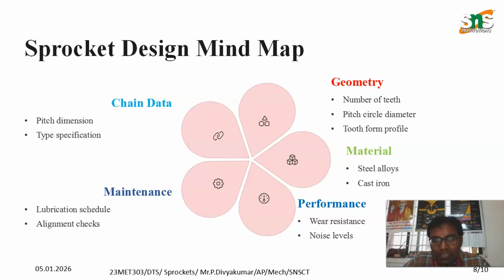Sprocket design is a combination of chain selection, teeth selection, pitch diameter determination, and load checking. Because chain drives work on the positive engagement principle, they provide an exact velocity ratio without slip.